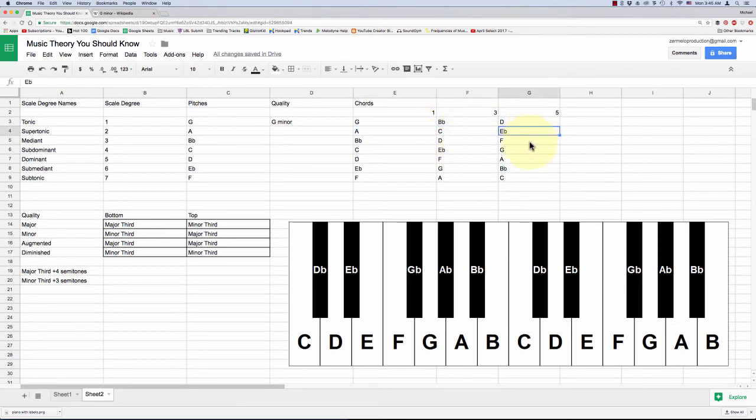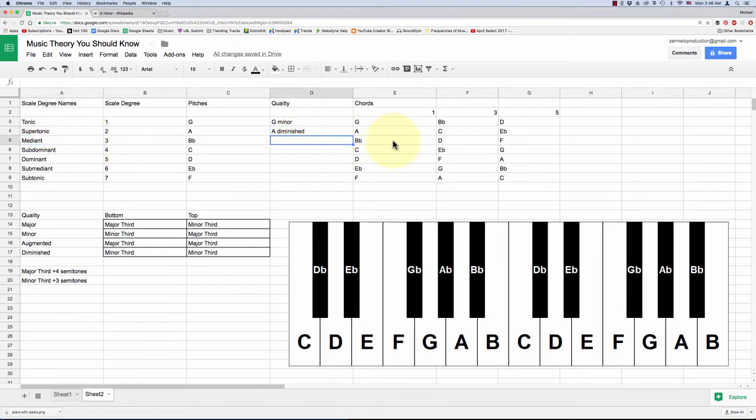So what about from C to E flat? So here's C, and here's E flat. So we go 1, 2, 3, that's plus 3 semitones. So we have a minor third both in the top interval and the bottom interval. And that's going to be a diminished chord. So here we have a diminished. See, I spelled it wrong. Diminished. All right, cool. So the supertonic is going to be an A diminished.